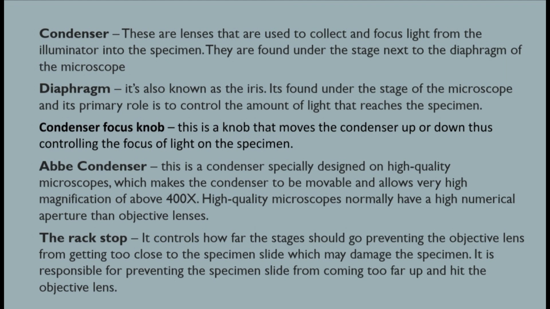And the last part is the rack stop. It controls how far the stage should go, preventing the objective lens from getting too close to the specimen slide, which may damage the specimen. It is responsible for preventing the specimen slide from coming too far and hitting the objective lens.